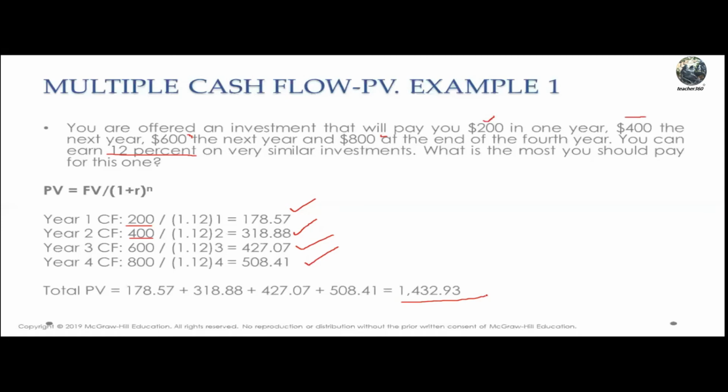So altogether, your present value is 1,432.93. That means if you invest this amount of money, then you'll receive 200 in 1 year, 400 in the next year, 600 in the third year, 800 in the fourth year.